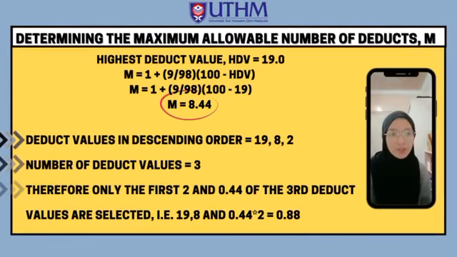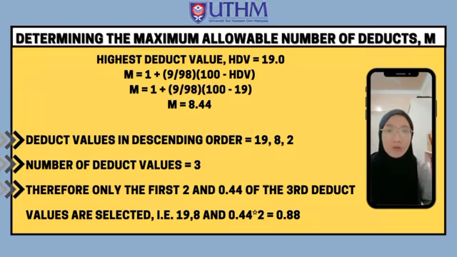Since the HDV that we have obtained previously was 19, now we move on to the equation of M, which equals 1 plus 9/98 times (100 minus HDV). The value HDV, we just substitute with the number 19 that we have obtained before. So now M equals 1 plus 9/98 times (100 minus 19), and the value of M that is obtained is 8.44.